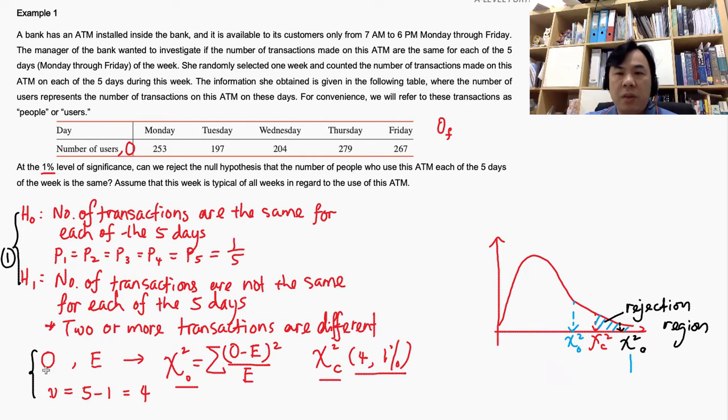So you need to figure out the observed frequency, which you always have as a result of the sampling. And then you must tabulate the theoretical expected frequency. And then from there, we can compute the value for the observed chi-square, and then after that compare it with the critical chi-square value. All right, so this is the second step.